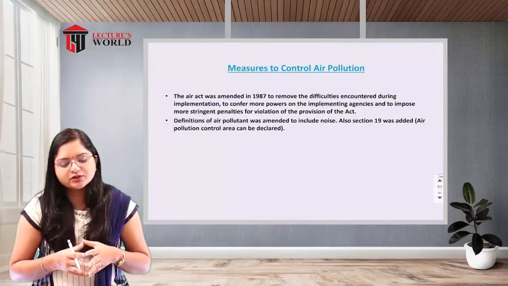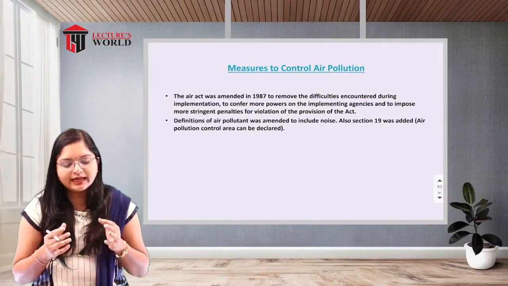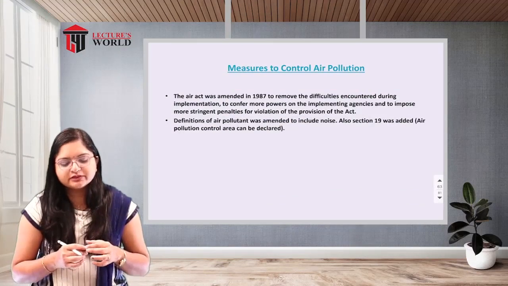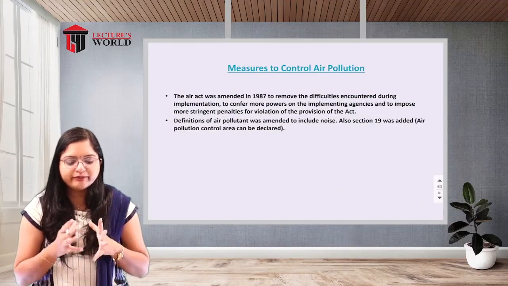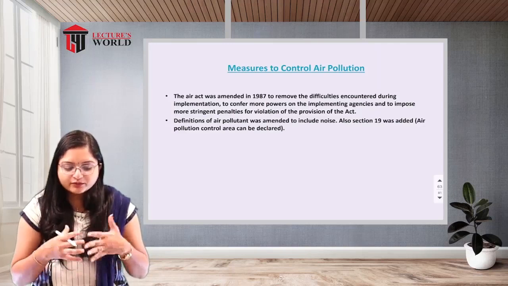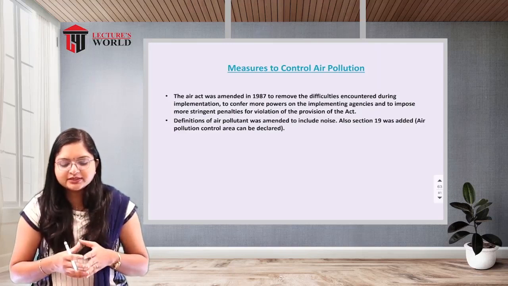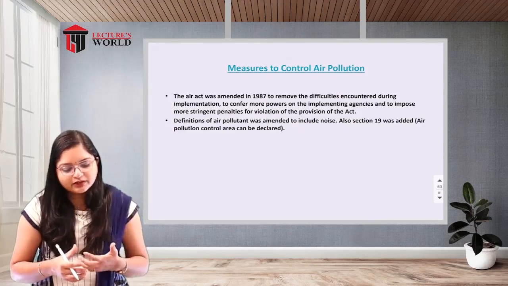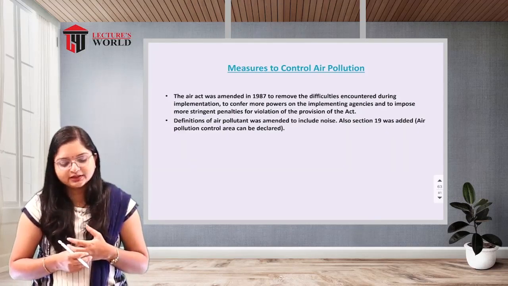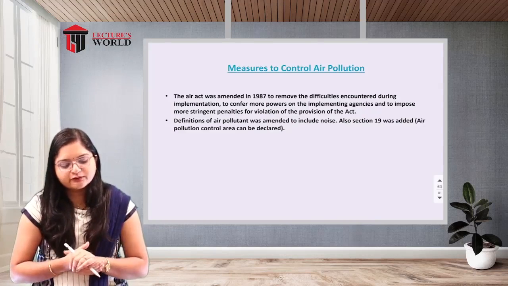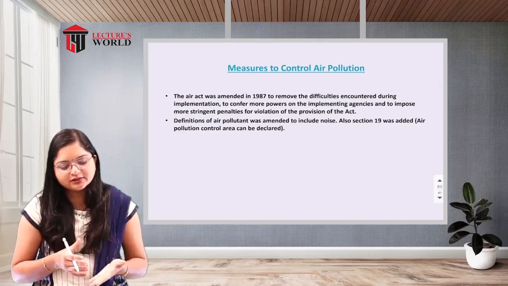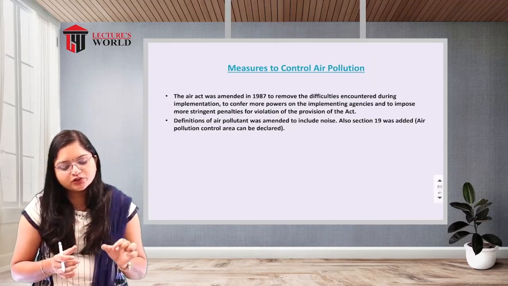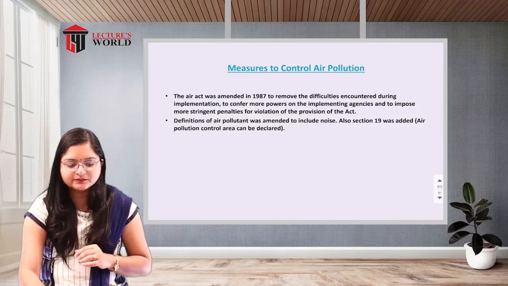So these are the measures to control the air pollution. The Air Act was amended in 1987 to remove these difficulties encountered during implementation, to confer more powers on the implementing agencies and to impose more stringent penalties for violation of the provisions of the Act. The definition of air pollutant was amended to include noise. Also, section 19 was added, that is, an air pollution control area can be declared.